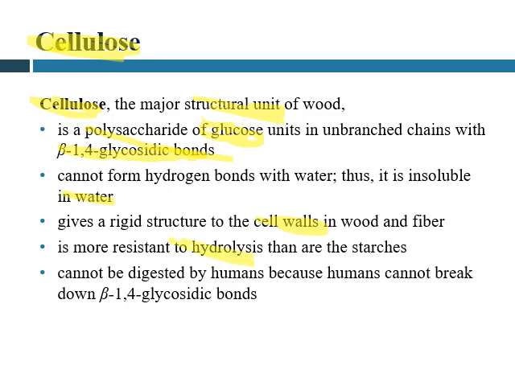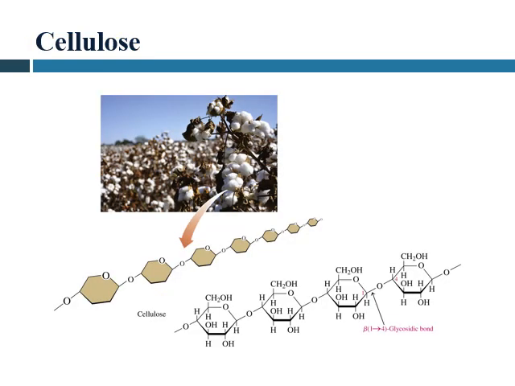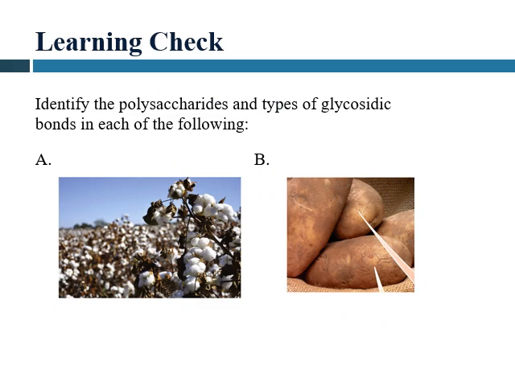It is very resistant to hydrolysis. Starch is something we can digest, but cellulose is something that we cannot digest. Humans cannot digest it. Why? Because we are not able to break this beta 1,4 glycosidic bond. Our body only has enzymes that can break alpha 1,4 bonds, but our body does not have enzymes to break beta 1,4 bonds. That is why we cannot digest cellulose. It looks like this. Cellulose, beta 1,4 glycosidic bond. We cannot digest them because we do not have the enzyme for it.